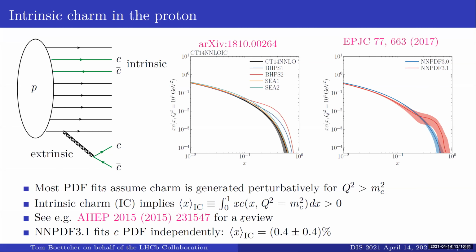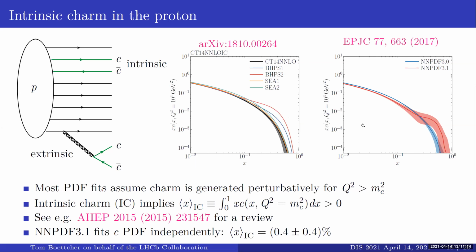and this is expressed with this intrinsic charm magnitude. CT14 has provided PDF sets that assume a few different models of intrinsic charm. So there are two classes, the BHPS and sea-like models. The BHPS models assume a valence-like shape for the charm content, and the sea-like models assume that it has the same shape as the other sea quarks.